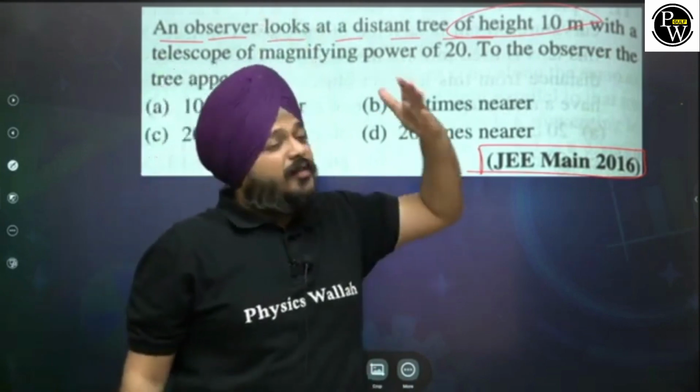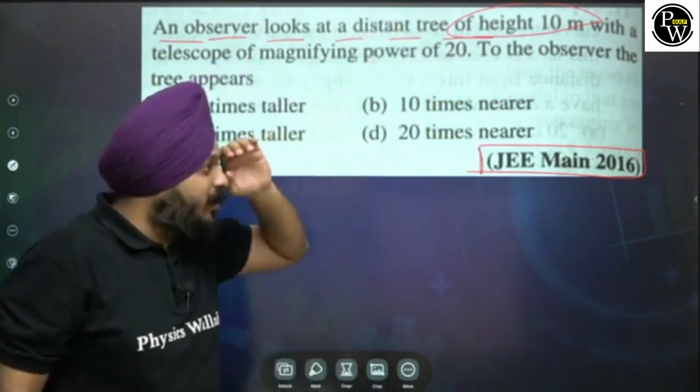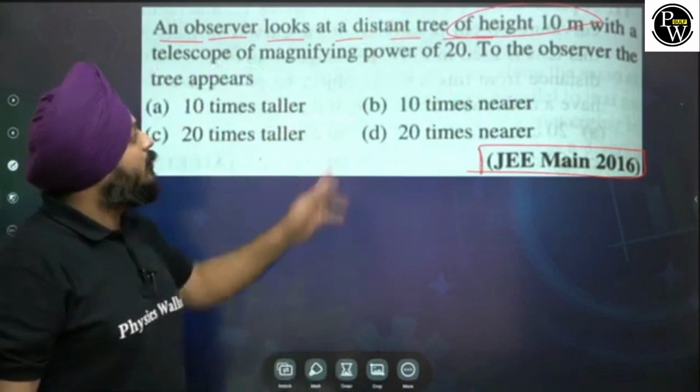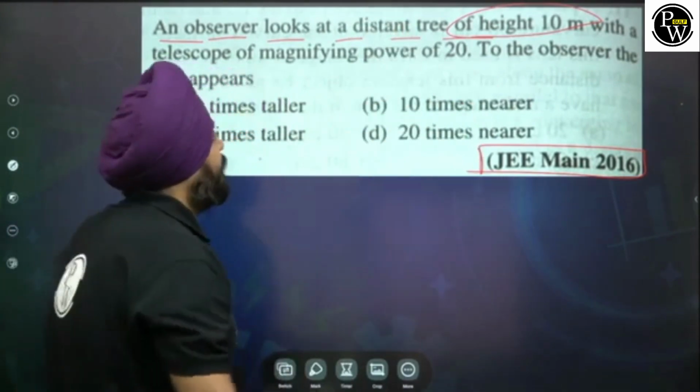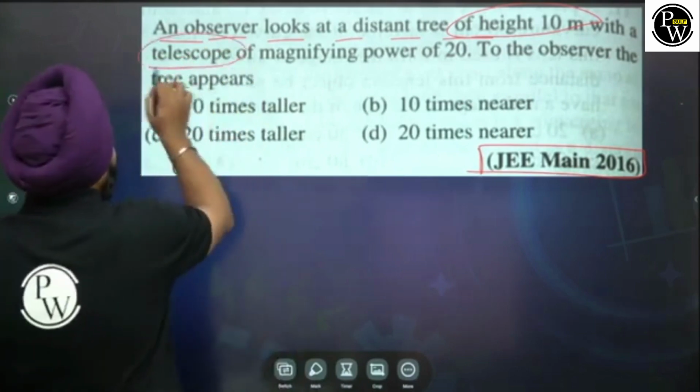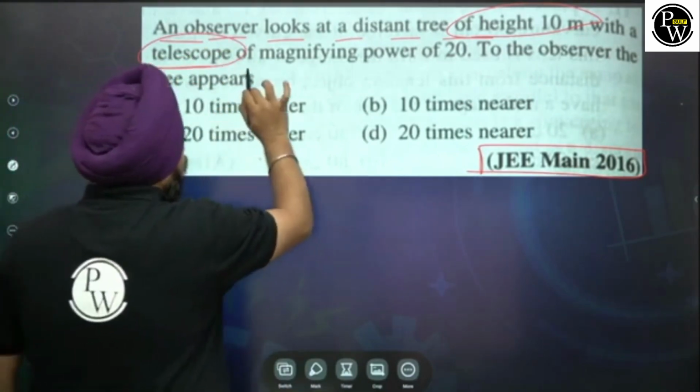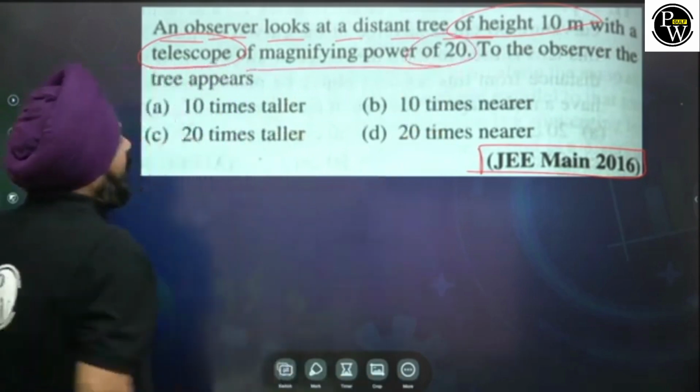The tree is at a very large distance. An observer is seeing it through a telescope. The height of the tree is given as 10 meters. The telescope has a magnifying power of 20.